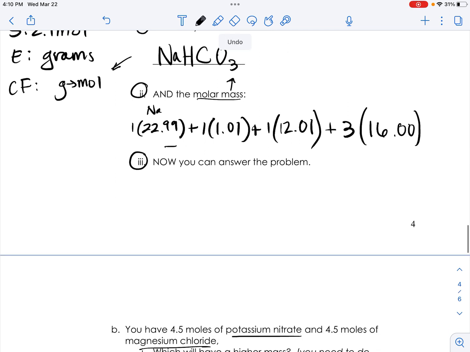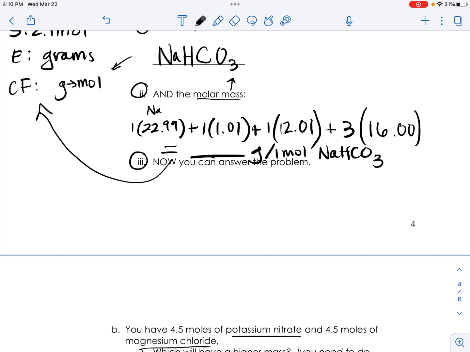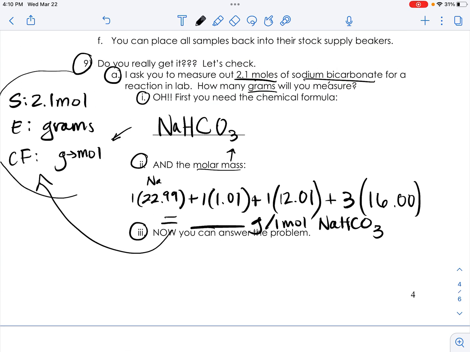And then it says now you can answer that problem. So now you should have an amount of grams per 1 mole of NaHCO3. That's your conversion factor. And now you can use this information to answer the initial problem.